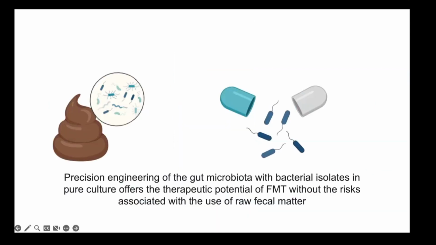I think the group that I'm most excited about, and that is definitely closer to prime time, and you may start seeing these used in clinical practice, if you haven't already seen them used in clinical practice, is the microbial consortia. Precision engineering of a gut microbiota surrogate with bacterial isolates in pure culture can offer the same therapeutic potential of FMT, but without the risks that are associated with the use of raw fecal material.